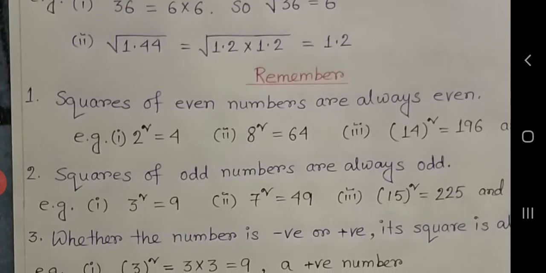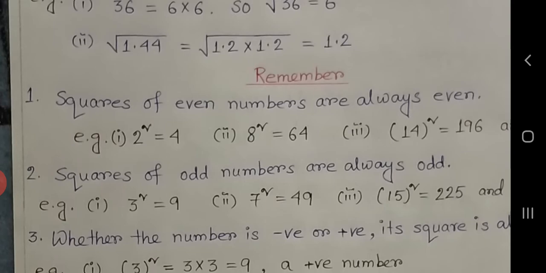Number 2, squares of odd numbers are always odd. For example, 3 square equal 9. Here 3 is an odd number and the square of 3 is also an odd number. 7 square equal 49. Here 7 and 49 both are odd, you can see. And similarly 15 square equals 225. The square of odd number 15 is another odd number 225.